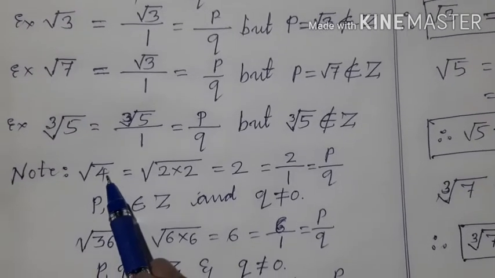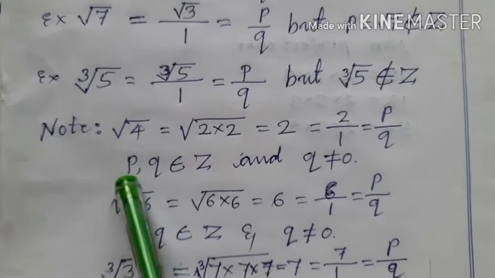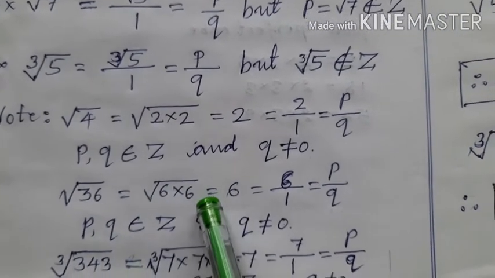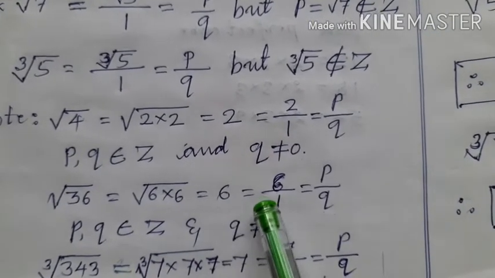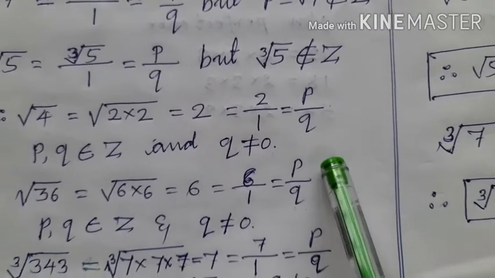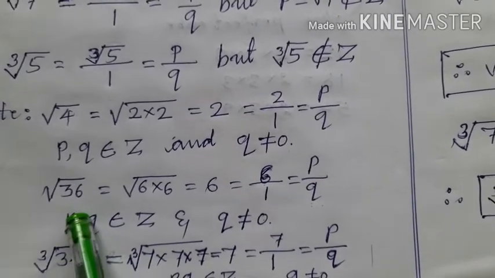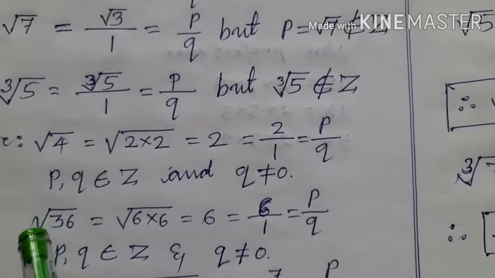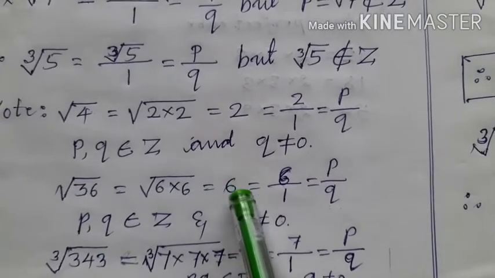It is a rational number. Please look at this number, children. It is square root of 36, which is equal to square root of 6 into 6, which is equal to 6. But 6 can be written as 6 upon 1, which is p upon q. Therefore, any number in the form of p by q is a rational number. Therefore, square root of 36 is equal to 6, which is written in the form of p by q, so square root of 36 is a rational number. Okay?